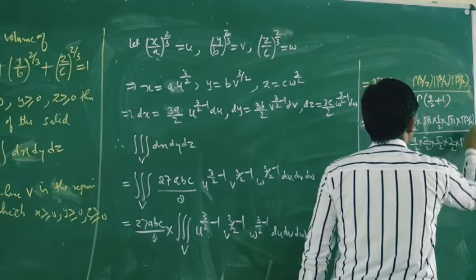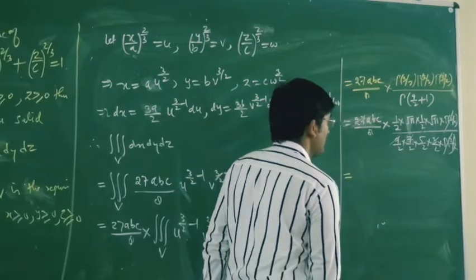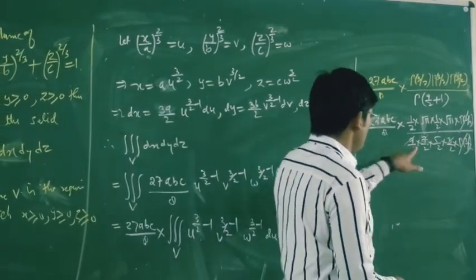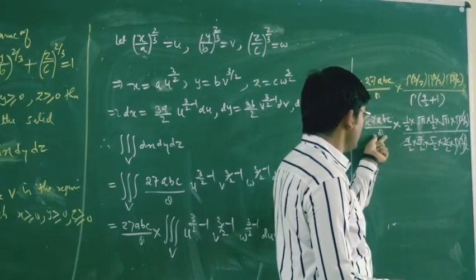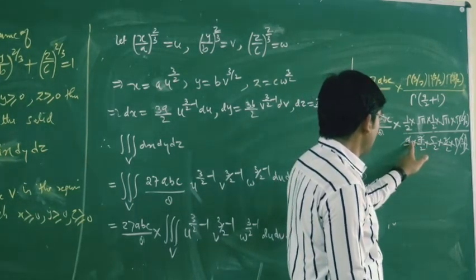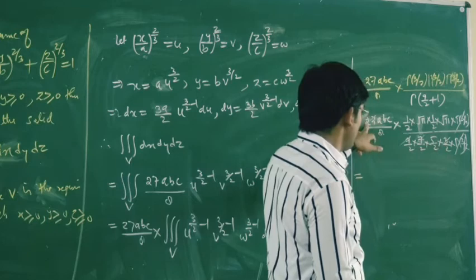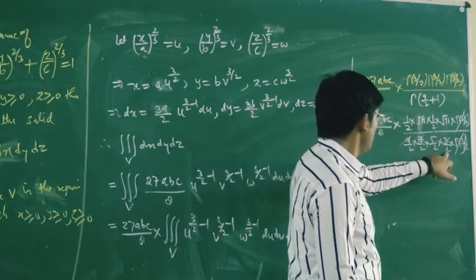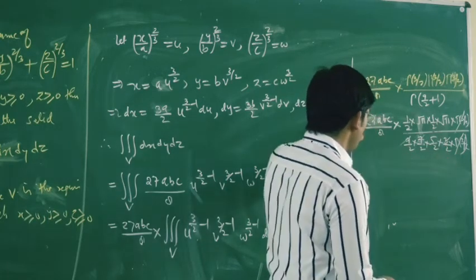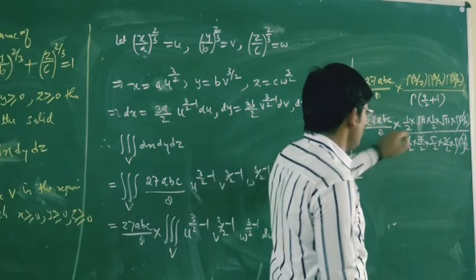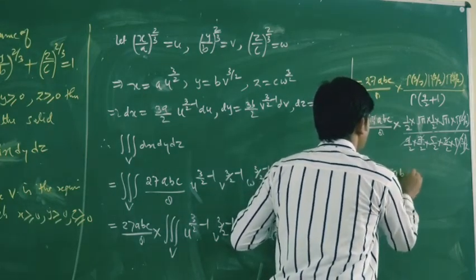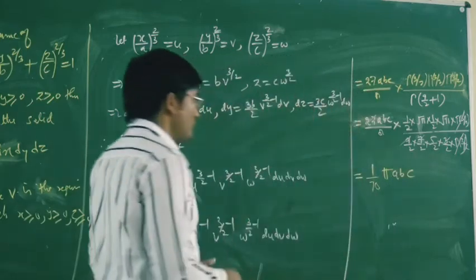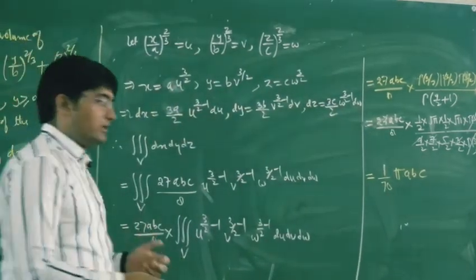Now this gamma 3 by 2 will get cancelled. So here we have 2 to the power 4 times 8 below, so this 8 will get cancelled. 9 and then 9 into 3, that means this 27 will get cancelled. So we have 2 here, so this 2 will go in the numerator and get cancelled with this one. So we have 1 upon 70 pi abc. So the value of this triple integral is pi abc upon 70.